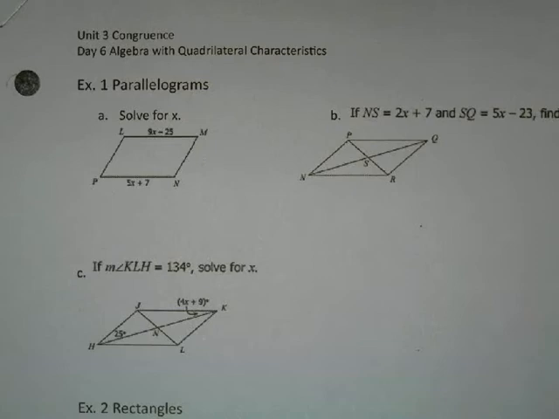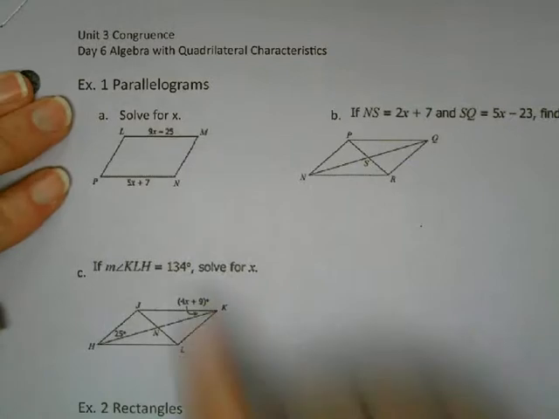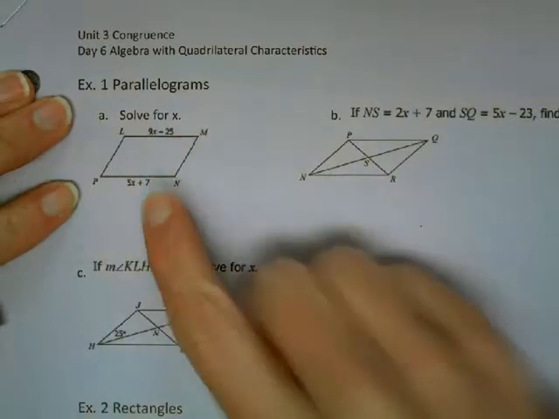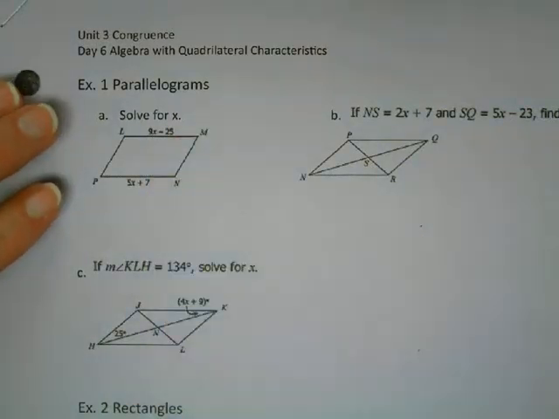Now, last class we did quadrilateral characteristics and pictures, finding angles and sides. Today we're going to involve some algebra in that, so you still need to know what your properties of a parallelogram are. For instance, in a parallelogram, opposite sides are congruent. Well, congruent means we're going to set them equal.